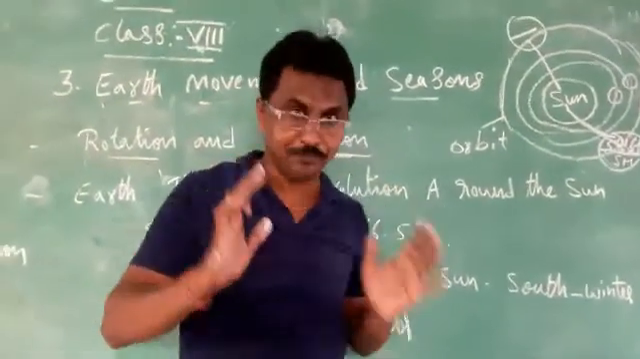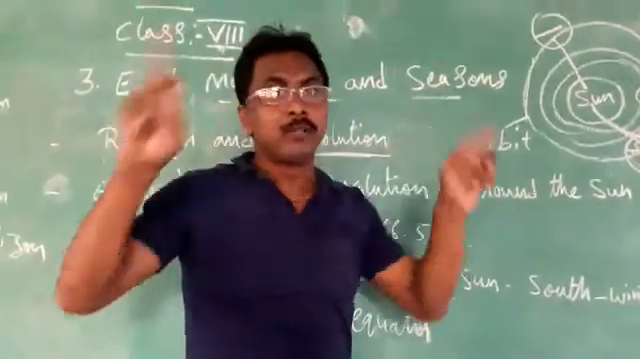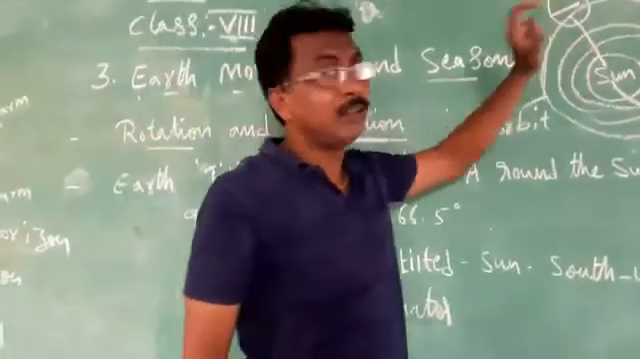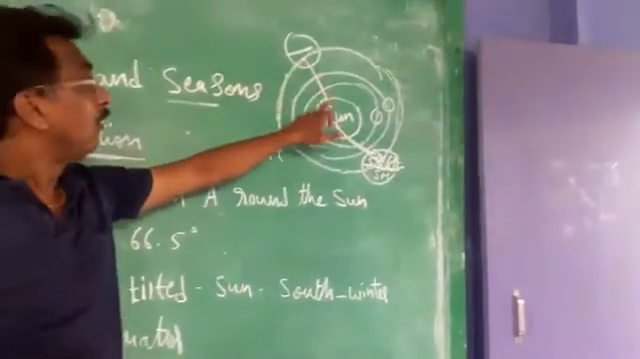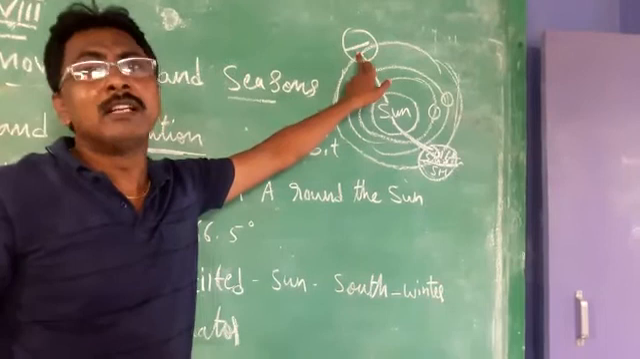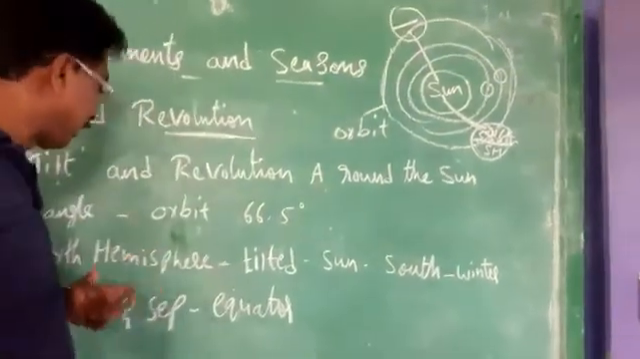Now I will tell you about the globe. Next, I will show you about the globe. I will draw and I will show you, just for the explanation. Now the sun rays are falling on the south hemisphere. When the sun rays are falling on the south hemisphere, summer will be there, and in the north hemisphere winter will be there. That is about that one.